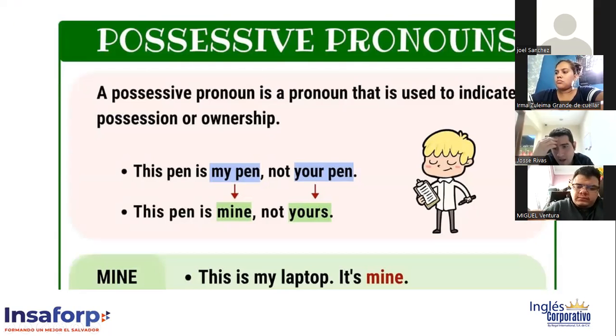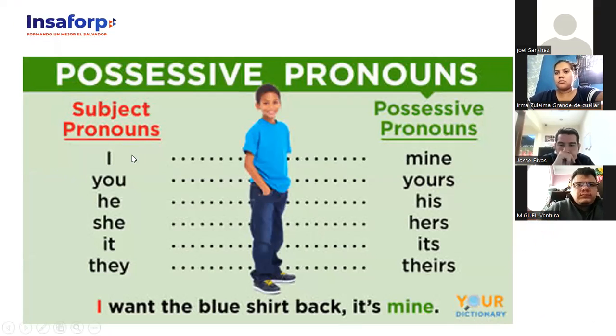Vamos a ver más ejemplos aquí en el siguiente, ustedes pueden copiar. Possessive pronouns. Tenemos el sujeto, the subject pronouns, and the possessive. I, mine. You, yours. He, his, she, hers, it, its, and they, theirs. I want the blue shirt back. It's mine. Quiero mi camisa azul de regreso porque es mía. Es mía. It's mine. Okay. Next.